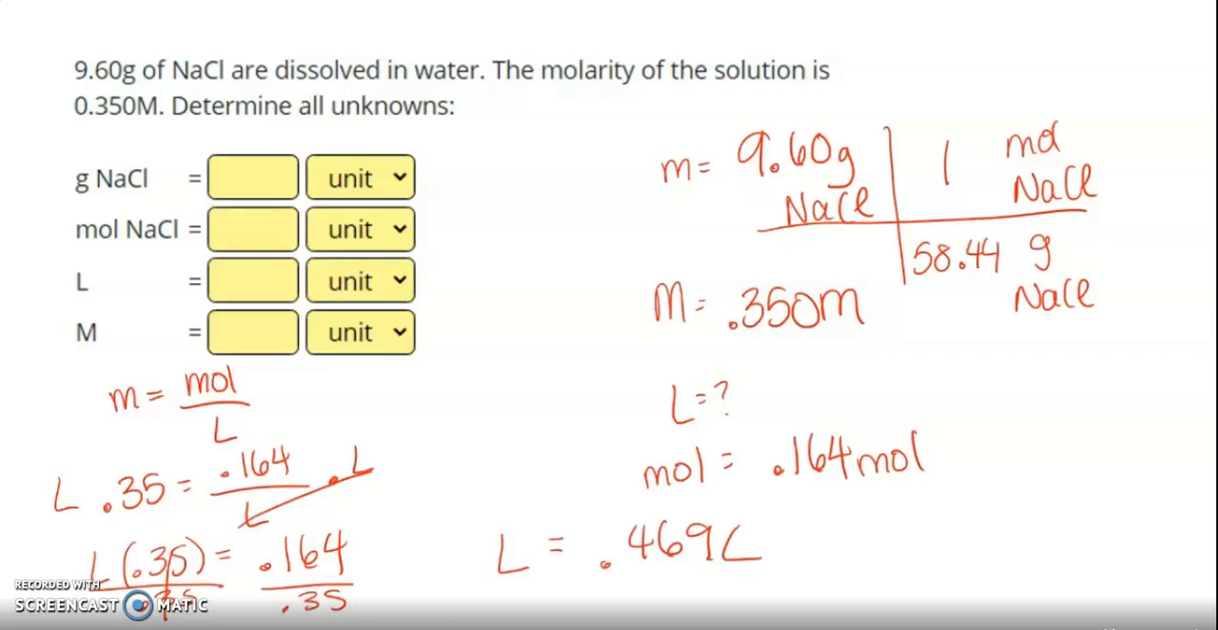So when we put 9.60 grams into 0.469 liters, that made a solution with a molarity of 0.35 molar. So I'm just going to put these numbers in here.